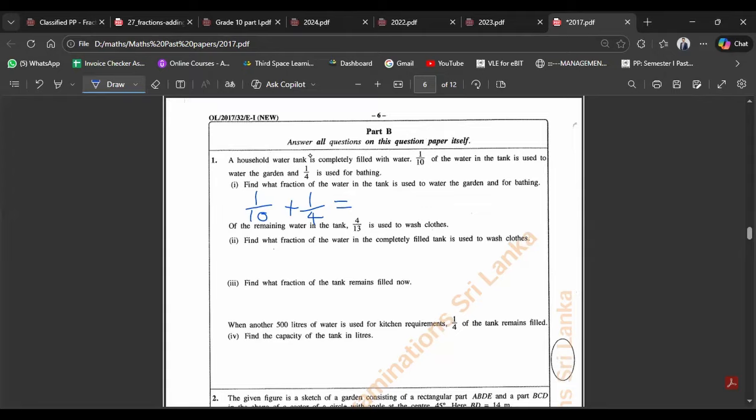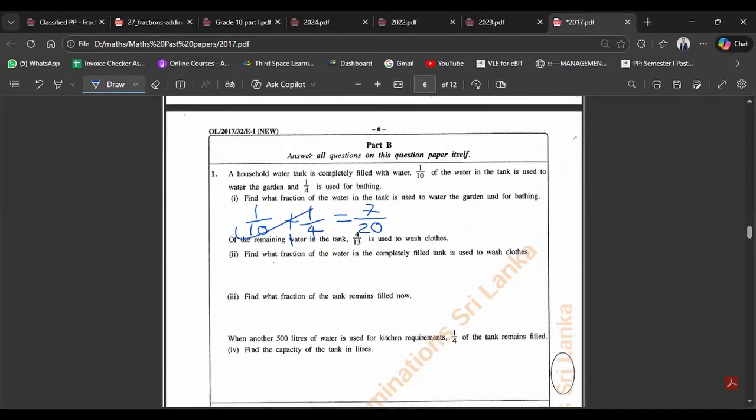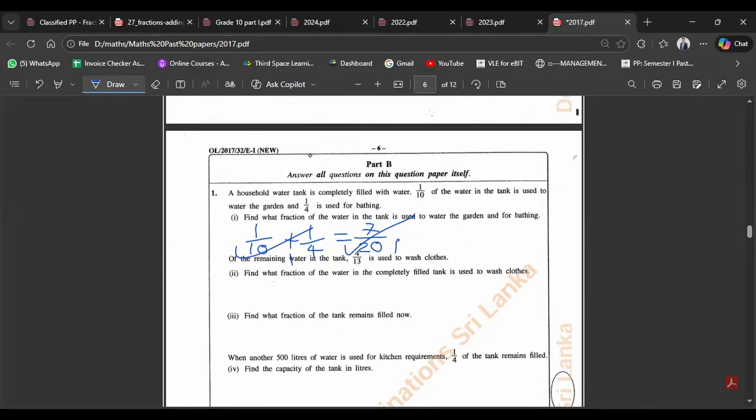After writing the method, if you directly write your answer as 7 over 20, that's it. Even this is fine. For the method, you will be getting 1 mark. For your final answer, you will be getting your second mark. The steps for adding these two fractions are not necessary. And by the way, if you improve yourself in fractions properly, by looking at these two fractions, 1 over 10 and 1 over 4, in your mind itself you will be able to get the answer here.